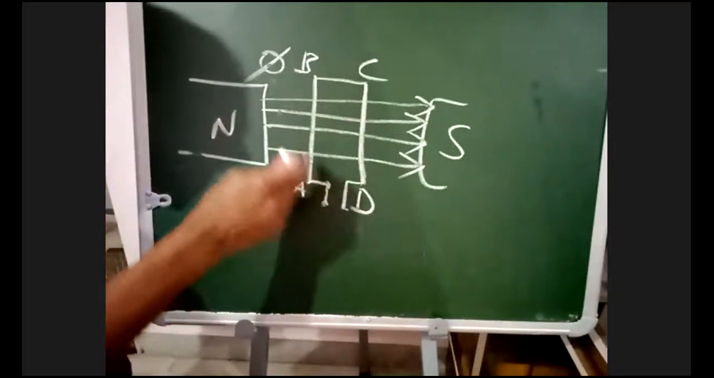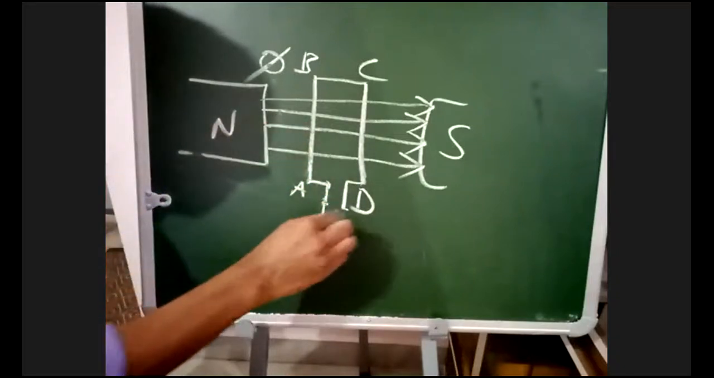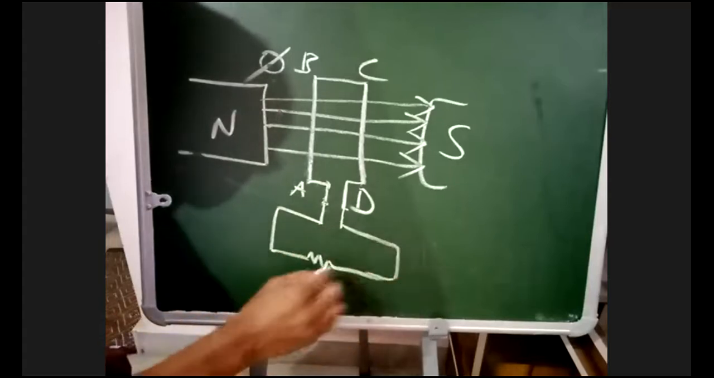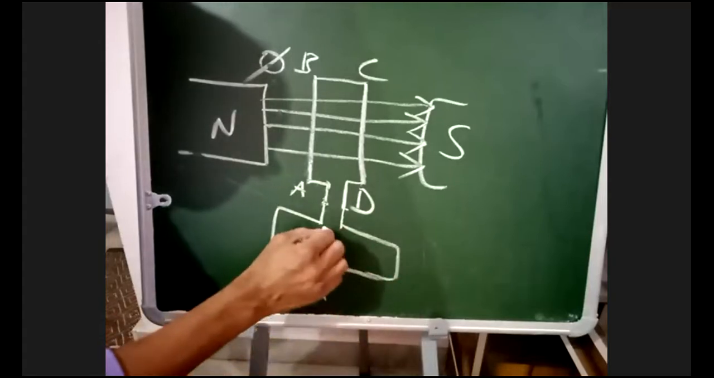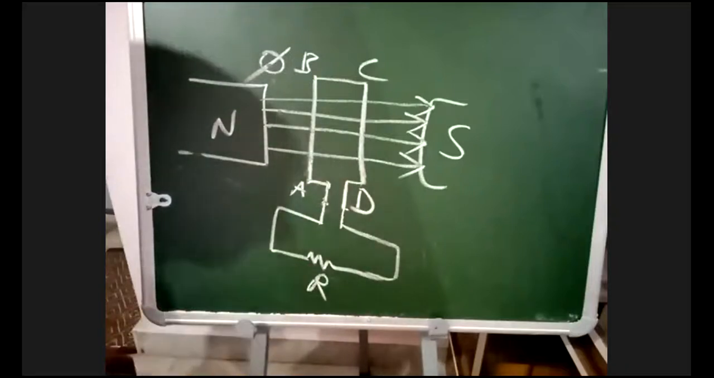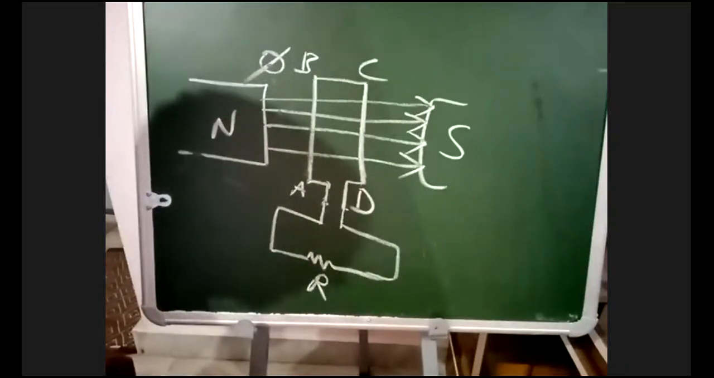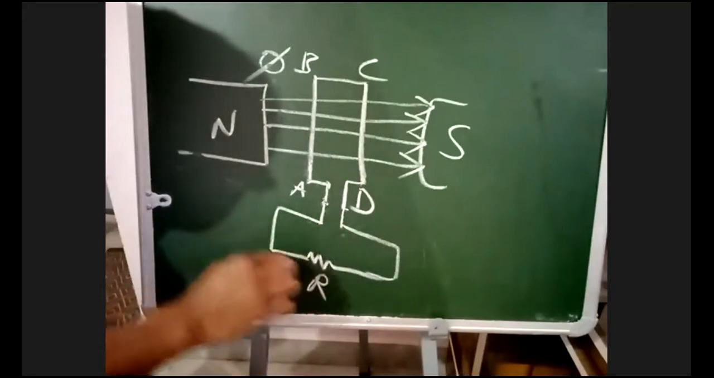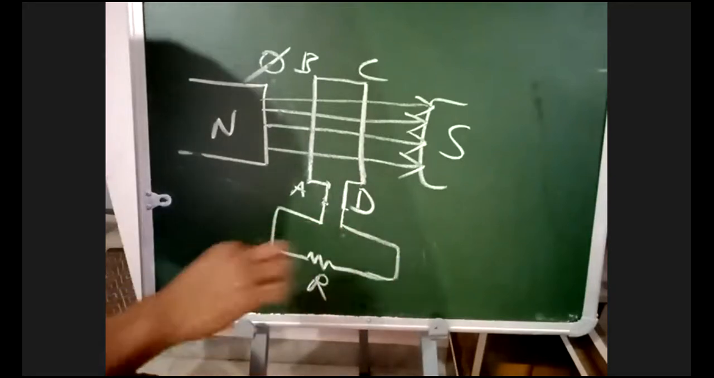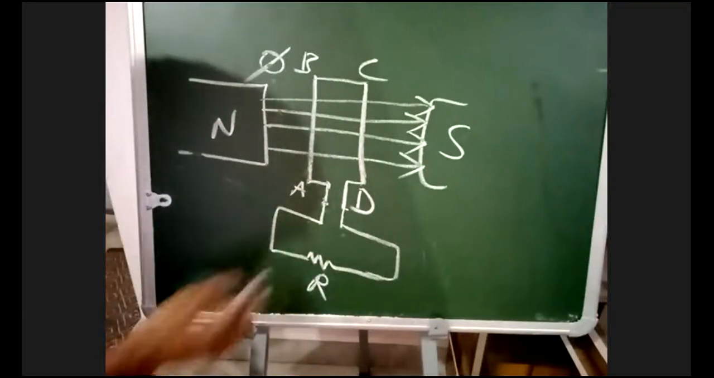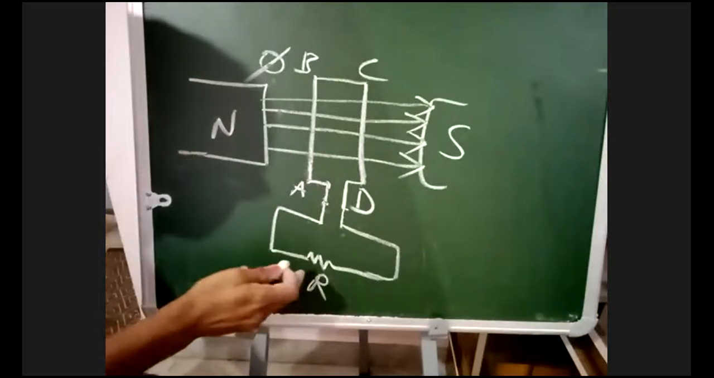Now, how will current pass here? If you provide a closed path for this voltage with the help of a load, what is the load? Resistance is the load. If you provide the closed path for these terminals with the help of an external load, this load may be a tube light, TV, fridge, anything. Here I am taking a resistive load, a resistive bulb.